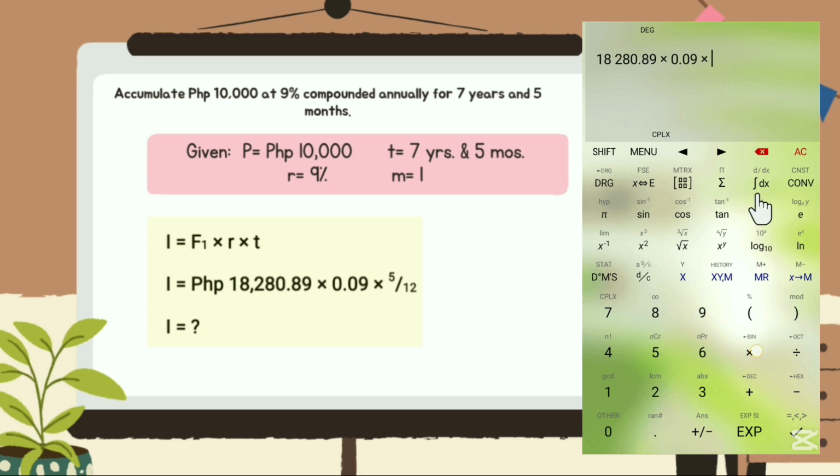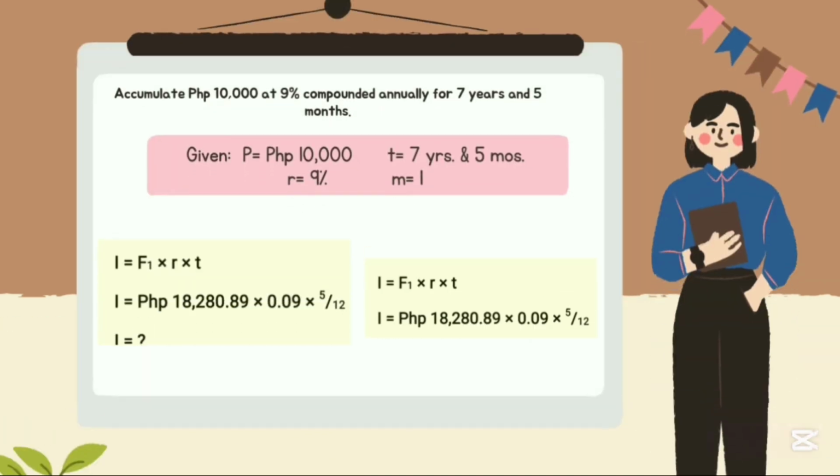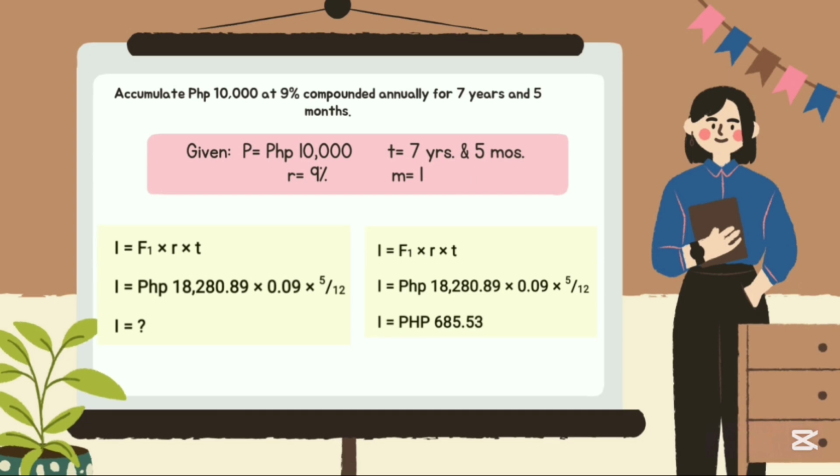The 5 over 12 there, we got this from the n. Since it's 7 and 5 over 12, we got the fractional part 5 over 12. So solving this together will equal 685 pesos and 53 centavos.